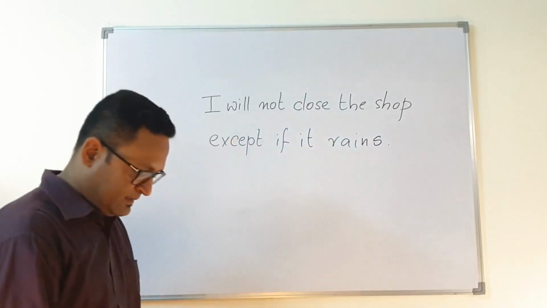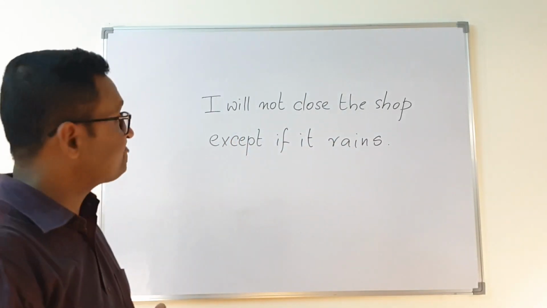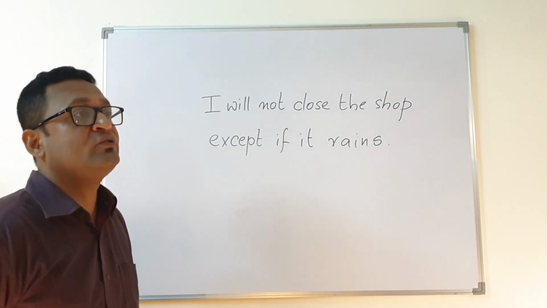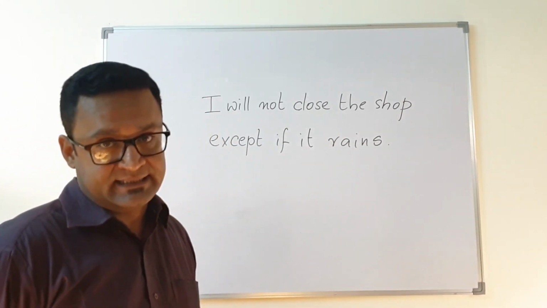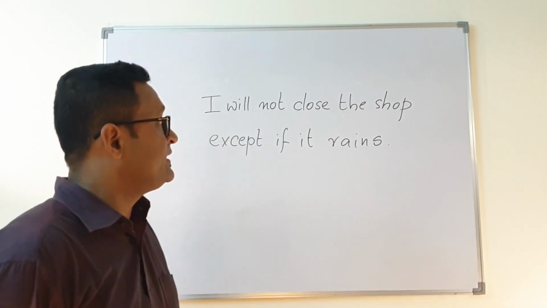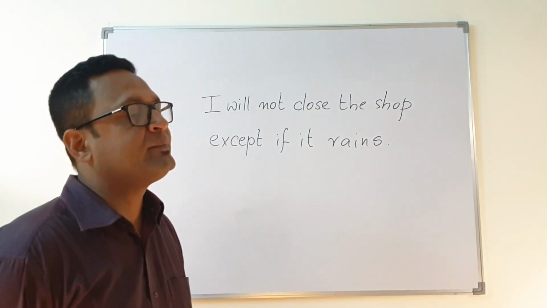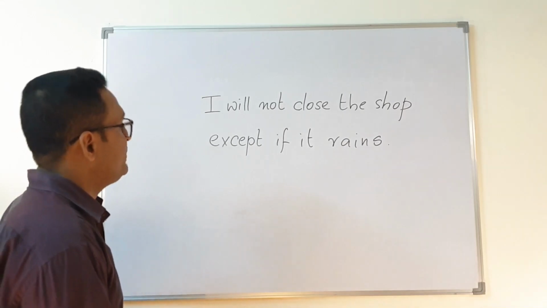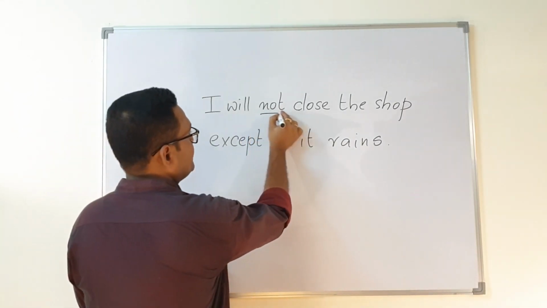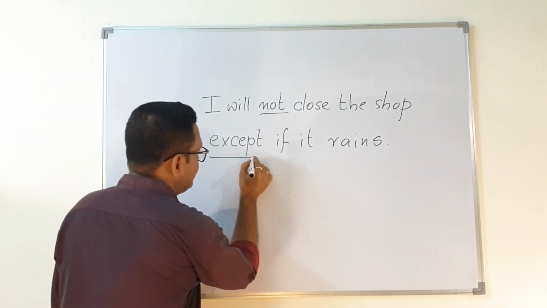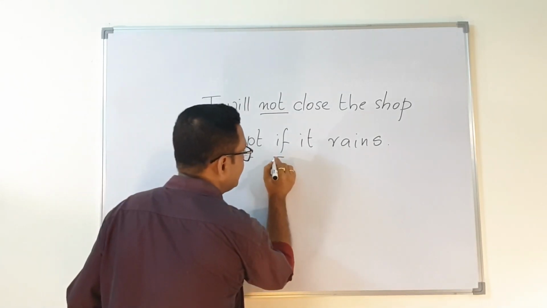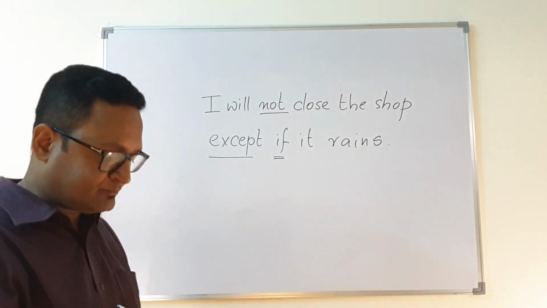Now suppose this question comes, then how will you symbolize it? And this is not a very easy question. Okay, first thing, you need to pick up this, that there is a not, and there is also a marker called except, and you also know about if, but there is no then.